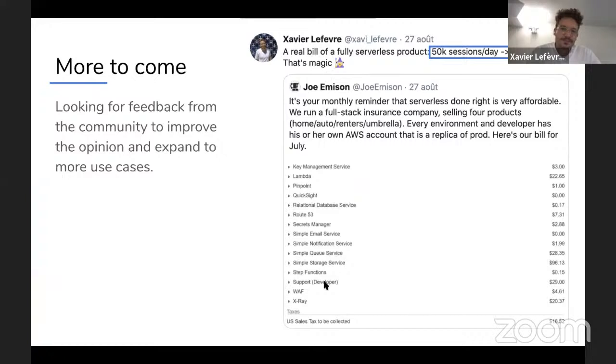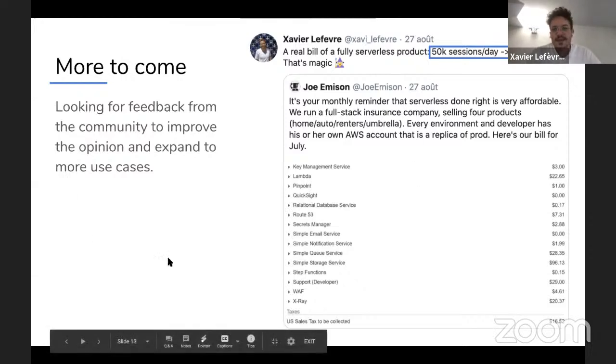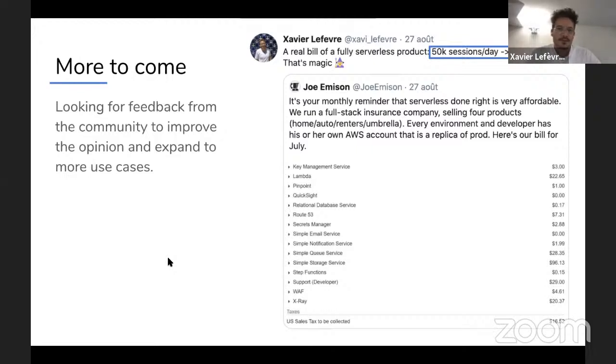So now, what's to come with this calculator? I shared it with an article and got some feedback. I'm starting to work on that feedback from the community. For instance, I saw that Joe Emison sent this tweet this week, and he shared his bill, and it was quite nice because I was able to compare with something from the outside, and the calculator was not far. His bill is quite cheap for what he has.